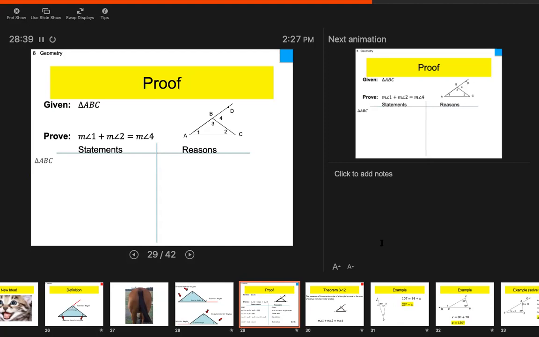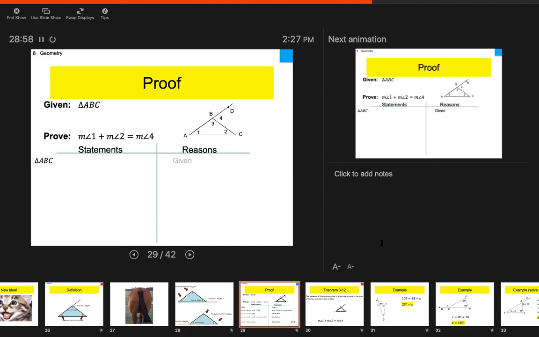Okay. What do we got for a given? Triangle ABC. It's just a triangle. It doesn't say right, scalene, isosceles, equilateral, equal angle. It doesn't say it. It just says you got a triangle. So this will apply to all triangles as long as it's in Euclidean geometry, plane geometry. Okay.